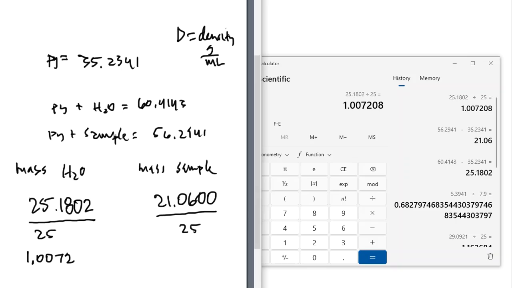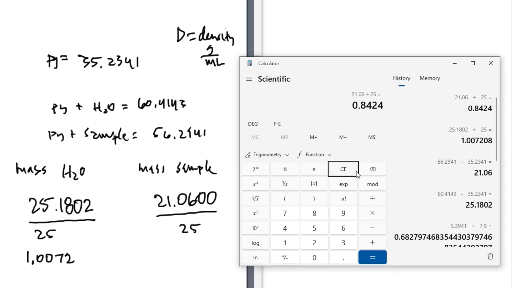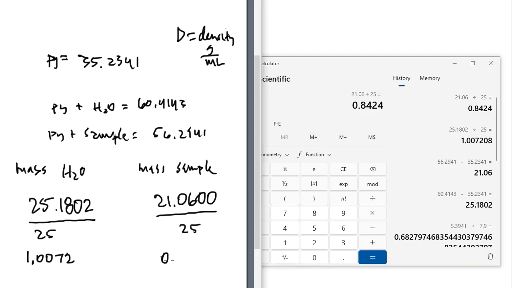All right. Next up, I'm going to do the same thing with my sample. I'm going to take 21.0600 because that is the mass of that 25 milliliters, and we'll divide by the volume that it takes up, because that's 25. And this density is 0.8424. So this is the density of the sample, and this is the density of the water.